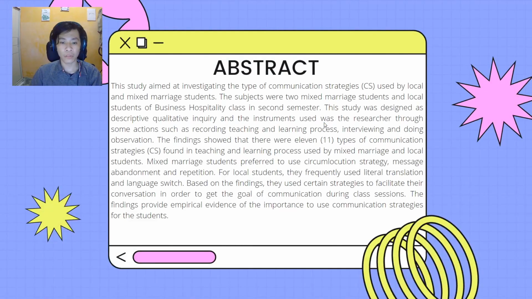The next is abstract. The study aims at investigating the types of communication strategies used by local and mixed marriage students. The subjects were mixed marriage students and local students of a business hospitality class in the second semester. The study was designed as a descriptive qualitative inquiry, and the researcher took some actions such as recording the teaching and learning process, interviewing, and doing observation. The findings showed that there were 11 types of communication strategies found in the teaching and learning process used by mixed marriage and local students.